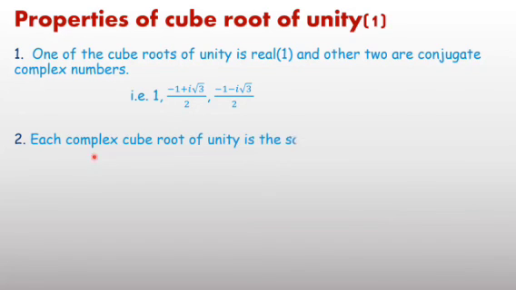Second property of cube roots of 1: each complex cube root of unity is the square of the other.